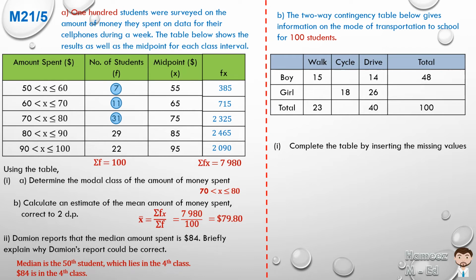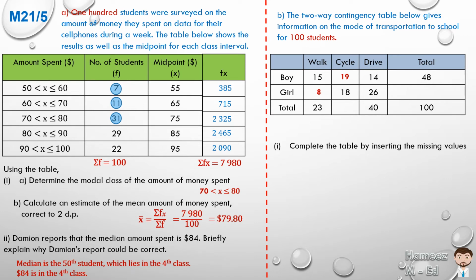So if we look at the boys, that first row there, we see 15 walk and 14 drive. That's 15 and 14 is 29. So 29 and how much more that cycle will give us 48? And that answer will be 19. So if we add across, 15 plus 19 plus 14, that will give us our total 48. In this first column coming down, how many students walk in all? 23 students. We have 15 of them are boys, so the rest will be girls. As such, there are 8 girls who walk.